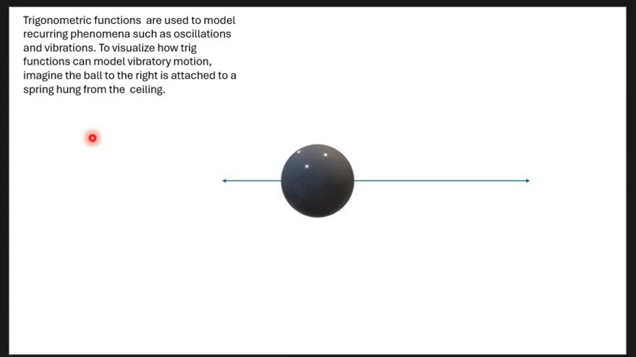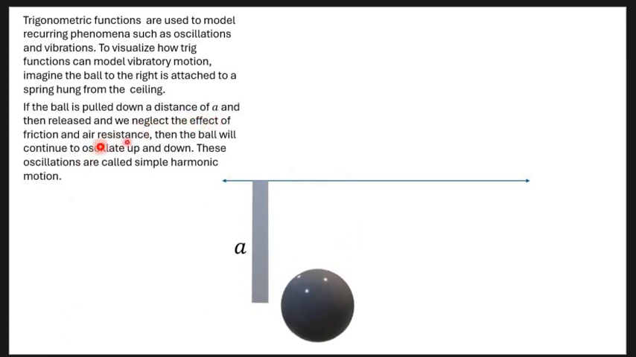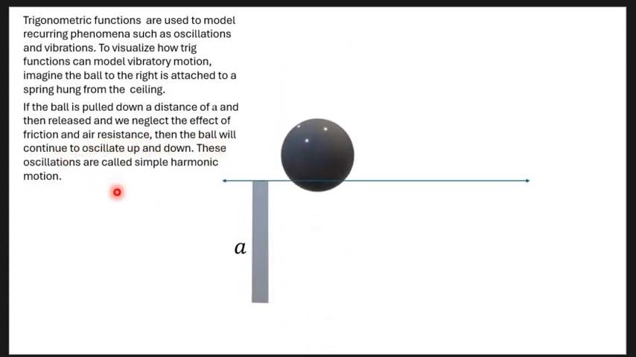Trigonometric functions are used to model recurring phenomena such as oscillations and vibrations. To visualize how trig functions can model vibratory motion, imagine the ball to the right is attached to a spring hung from the ceiling. If the ball is pulled down a distance of a and then released, and we neglect the effects of friction and air resistance, then the ball will continue to oscillate up and down. These oscillations are called simple harmonic motion.